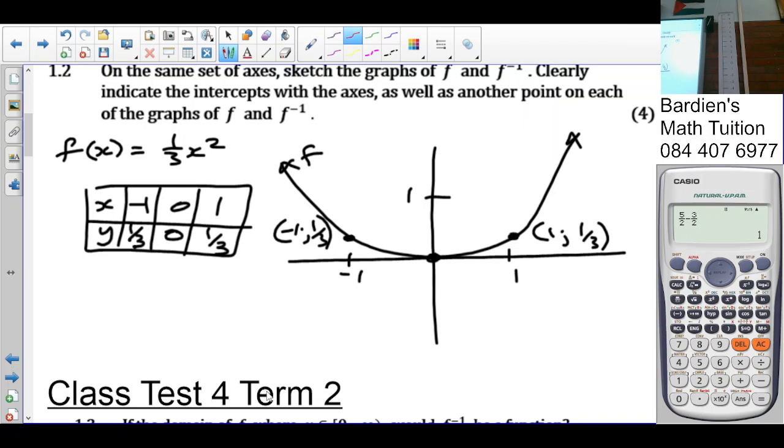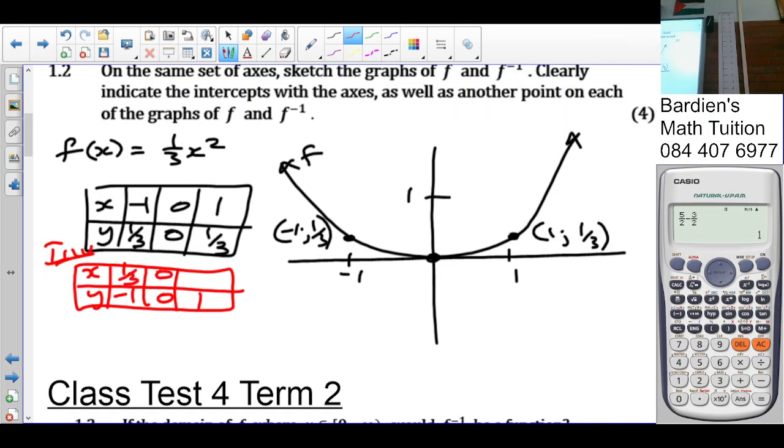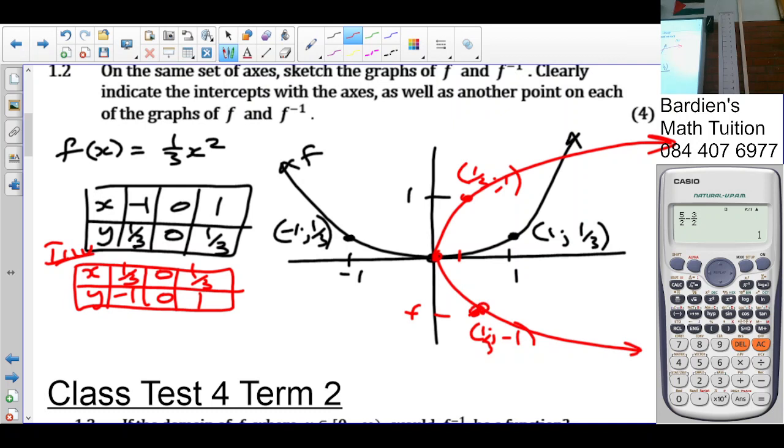So what do we do for the inverse function? We interchange x and y. So a third, 0 and a third. If x is a third, y is 1. And if x is a third, y is minus 1. We're going through 0 and 0. And that is your inverse, which is always reflected in the line y is equal to x. 4 marks for that. Next question.